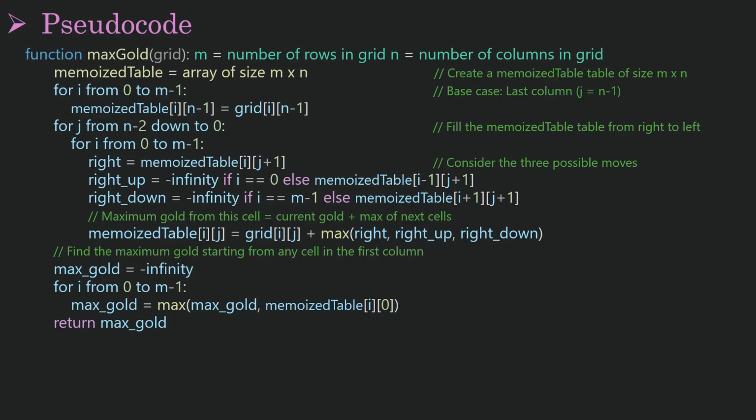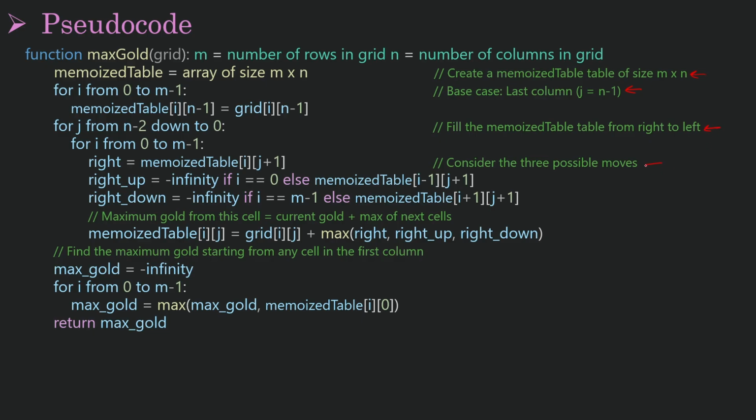Here's the pseudocode for the bottom-up dynamic programming approach to solve the path with maximum gold problem. Create a memoized table equals array of size m by n. Base case. Last column, j equals n minus 1. Fill the memoized table from right to left.